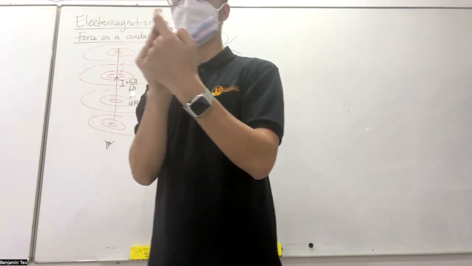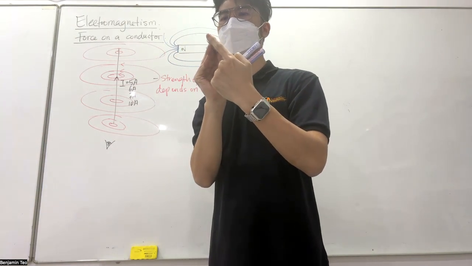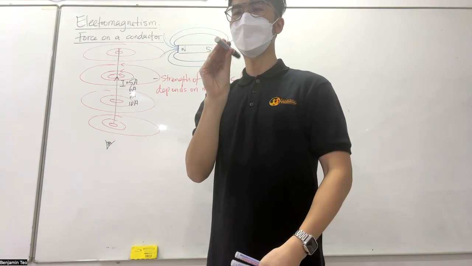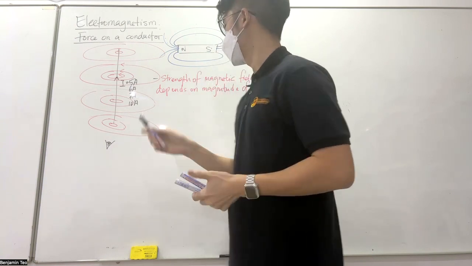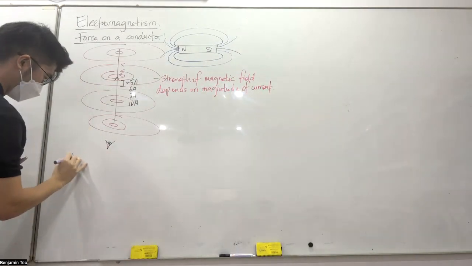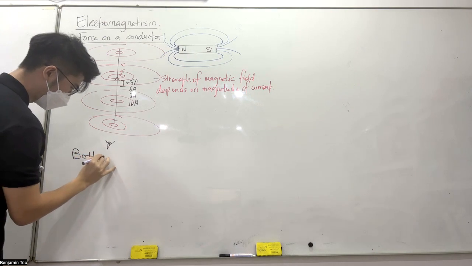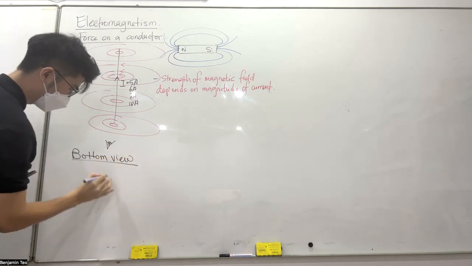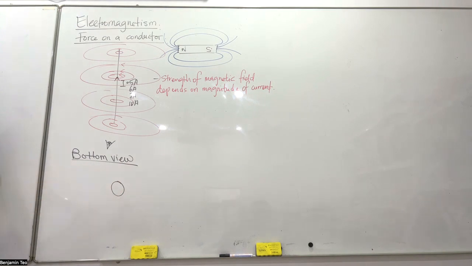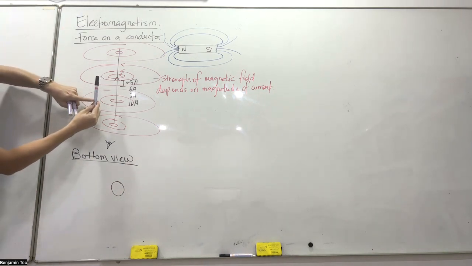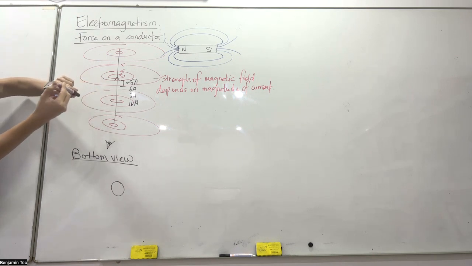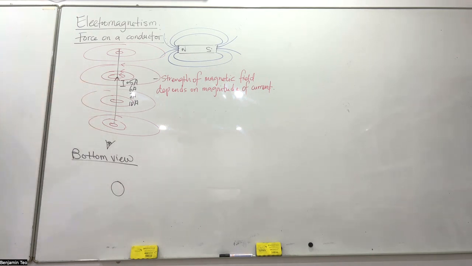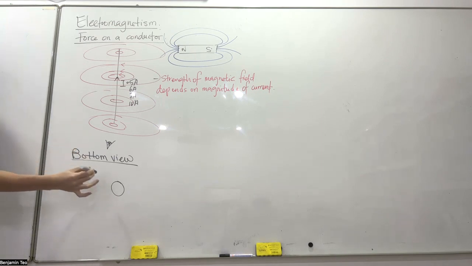The circle is the cross section of the wire. From the side you see the wire. From the bottom you only see the circle, right? So if I draw the bottom view, we just draw a circle. This is your wire. Then the current flows upward, and if you look at the bottom view, the current is flowing away from your face. Okay, away from your face, which means into the page.